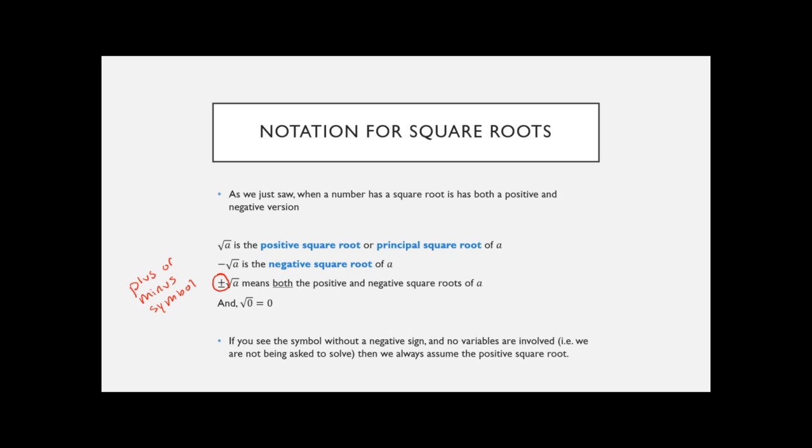So again, we usually assume the positive square root. The only exception to this is if we're specifically solving, because whenever we're solving, we want both. So if you're not seeing the word solve, you generally only want the positive version. So that's very important. You have to pay attention to the wording there, because that one word solve tells you use both versus just the positive.